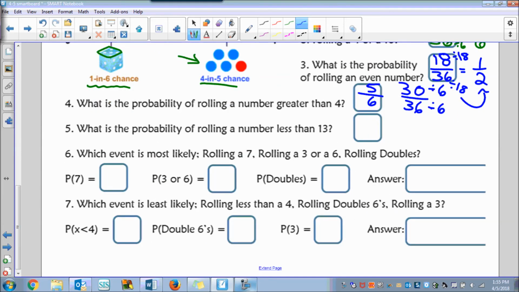What's the probability of rolling a number less than 13? That is a 100% chance. Every single number that we roll is less than 13. So that's 36 out of 36, or 1, or a 100% chance.